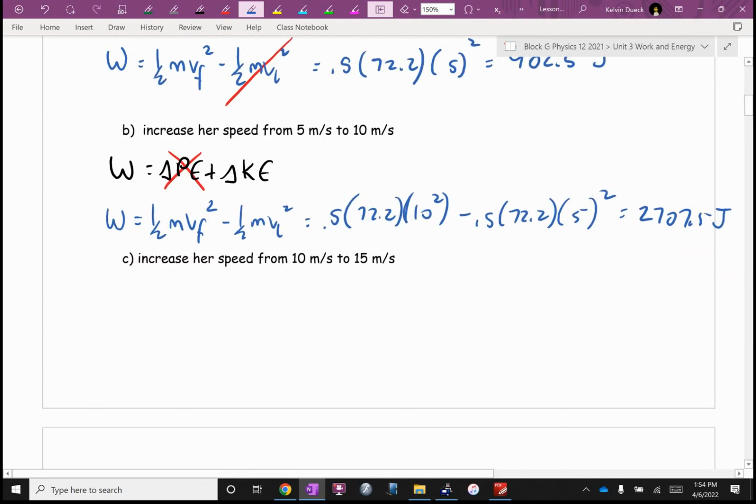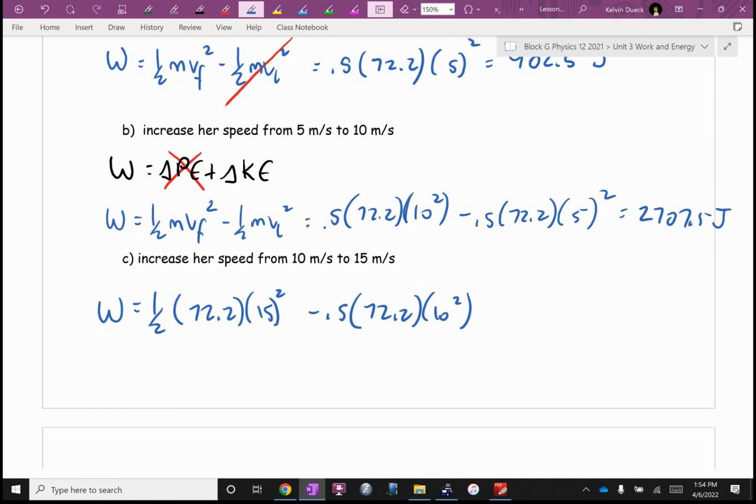What if I want to go from 10 to 15? Well, let's see. I'm not going to rewrite everything. I think I can just go again. 1/2 times 72.2 times 10 squared minus 1/2 times 72.2 times 5. No. 15 and 10. 15 squared, 10 squared. Read the question properly. Probably you can cleverly just backspace and edit on your calculator.